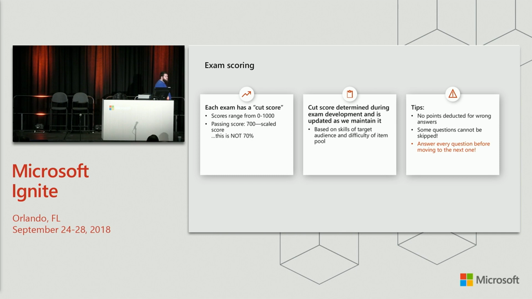From a scoring perspective, all of the exams have a passing score of 700. Doesn't mean that it's 70%. Again, some questions are worth more points than others. And so that range is from 0 to 1,000, 1,000 being perfect. And so the cut score, or what that 700 really means, is determined during development and during beta based on the difficulty of the questions that wind up on the exam and the audience taking that.